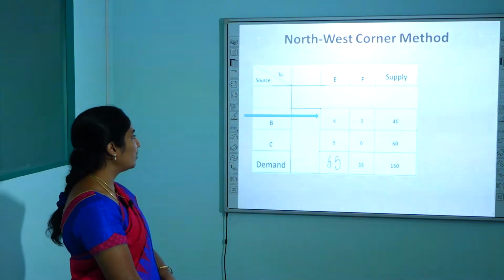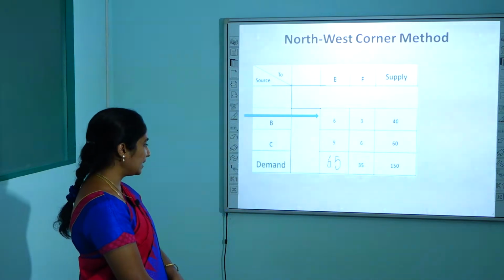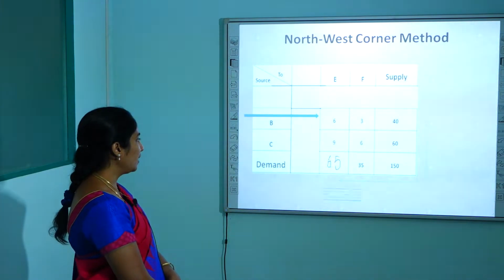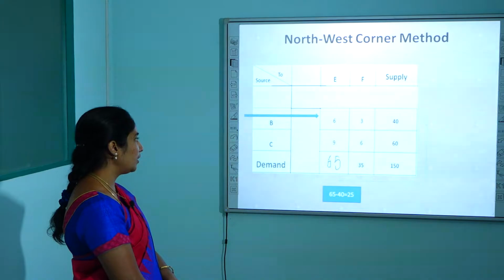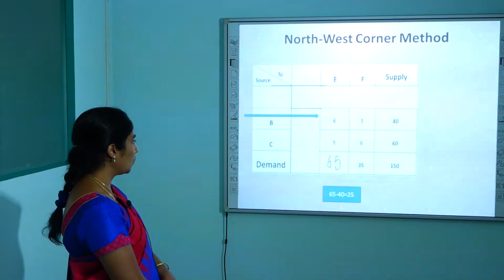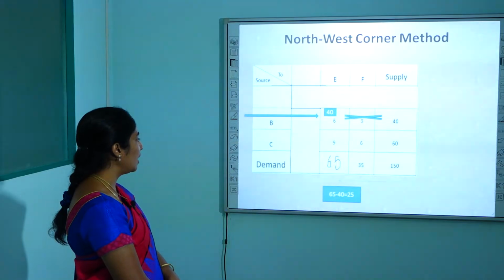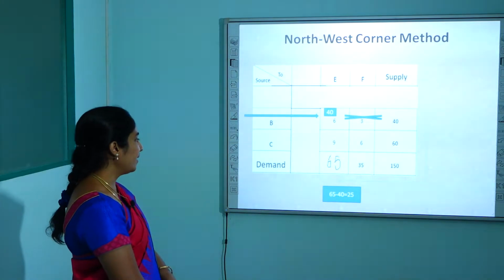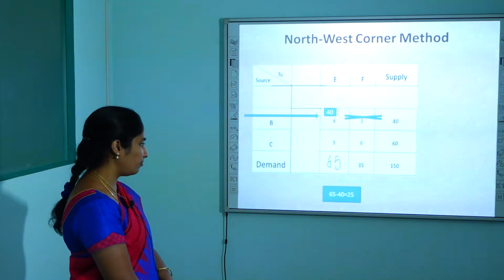Here the top left corner is the cell BE. So, next select the minimum value of 40 and 65. The minimum value is 40. So, allocate the value 40 to BE, then cross out the row. Then subtract the value 40 from 65, then write 25 instead of 65.